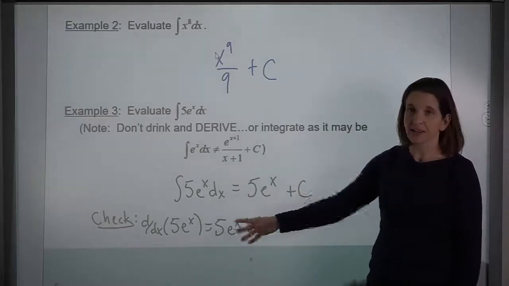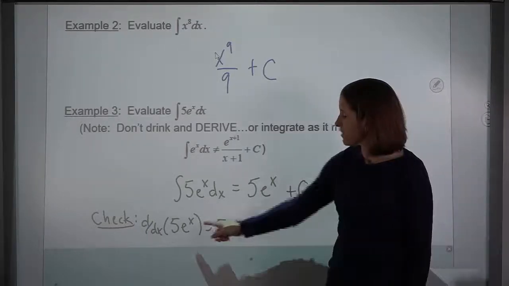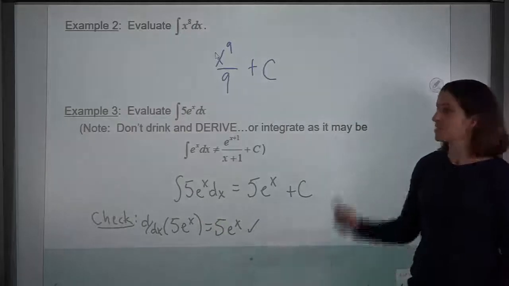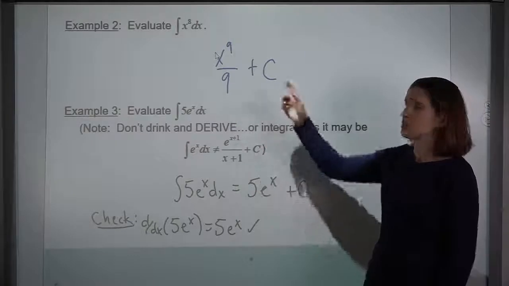And remember, we could check it, and I didn't add the plus c in there again, but of course its derivative would be 0. The derivative of 5e to the x is 5e to the x. And so we have our answer. So don't make that one harder than it is, and don't try to apply the other rule.